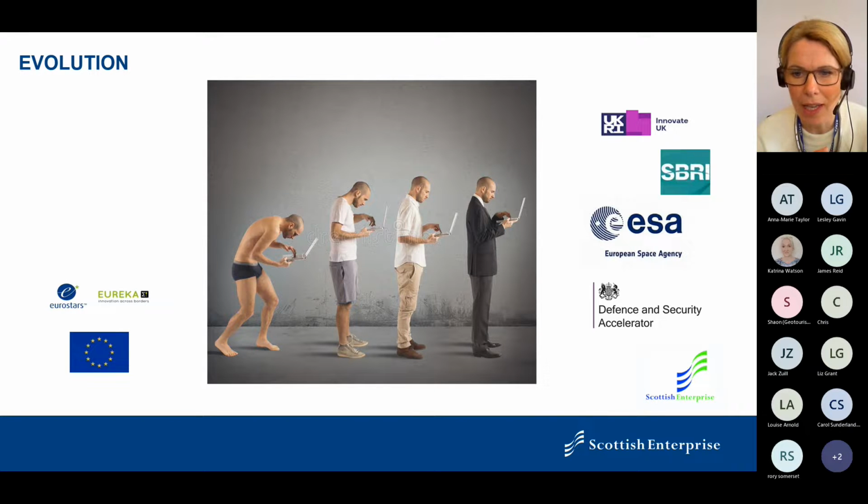So from Innovate UK, whether it's from DASA, Defence and Security, from ESA, from SBRI, the NHS, various other sources, we're looking at what opportunities are available to companies. Because we know it's a complicated landscape, we know it takes time to understand what's out there, whether companies are eligible, etc. So we're really there to just support those companies.